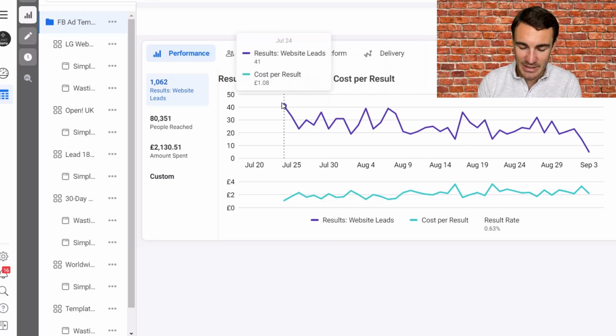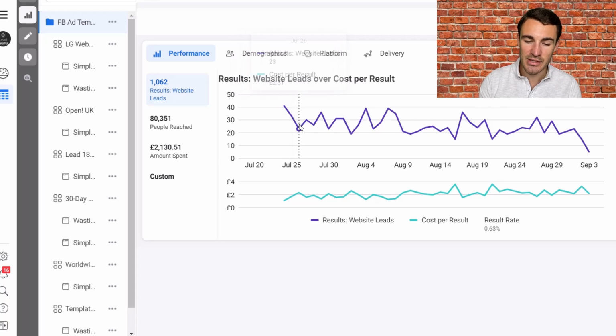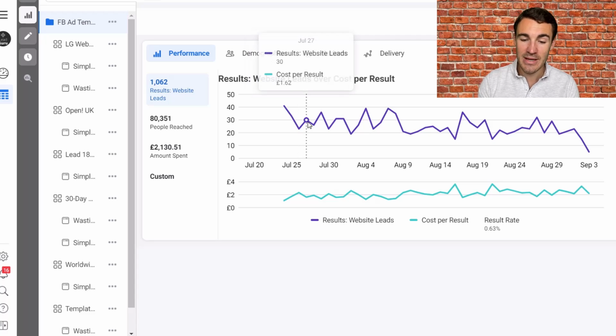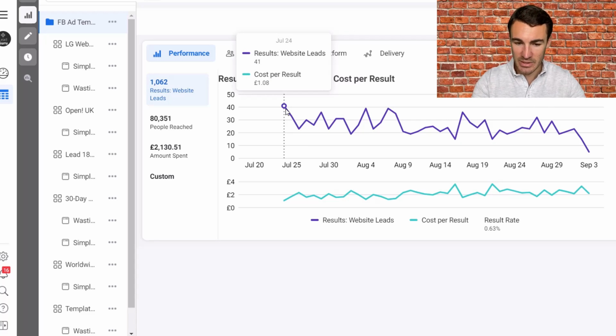But let's take the beginning of this campaign. So day 1, we launched it. It generated 41 leads, website leads. Day 2, 33, day 3, 23, day 4, 30, and on and on. And often the way people identify that their campaigns are over-reporting is they will take a look at this data here. This is in Facebook charts, by the way, if you're not familiar with this view. It's quite easy to see.